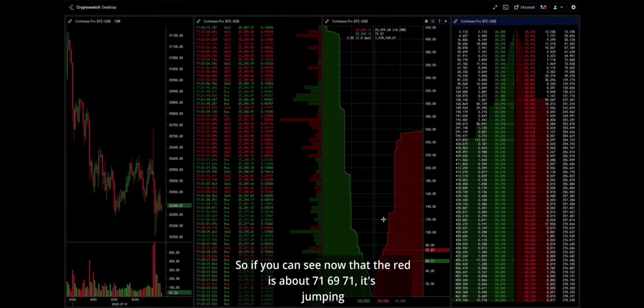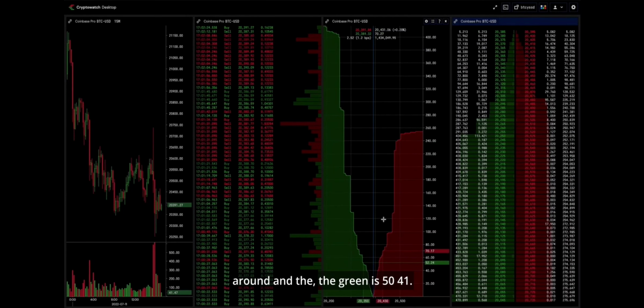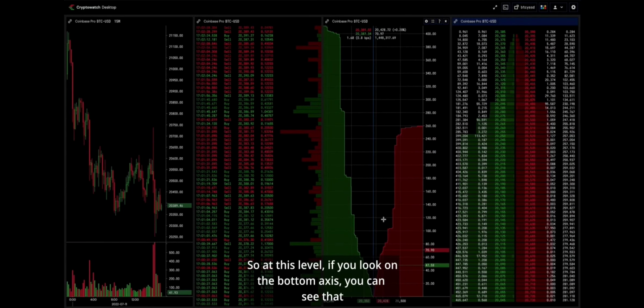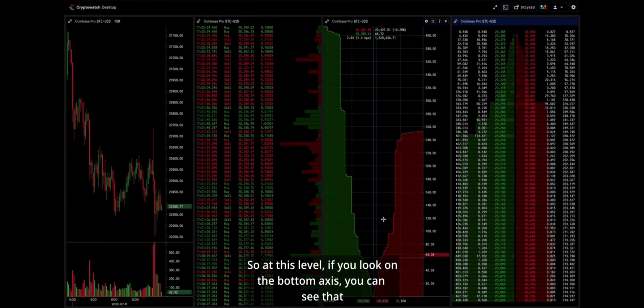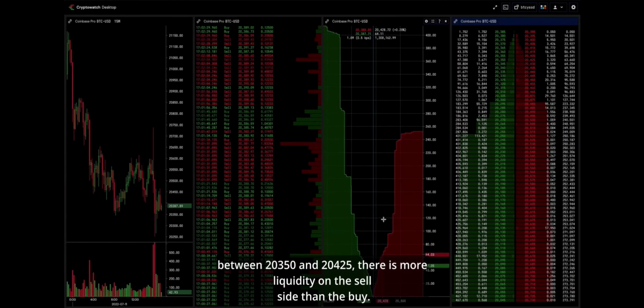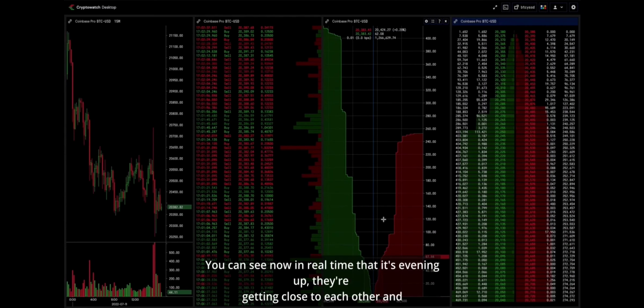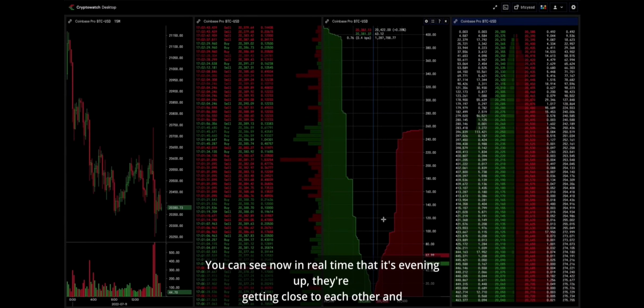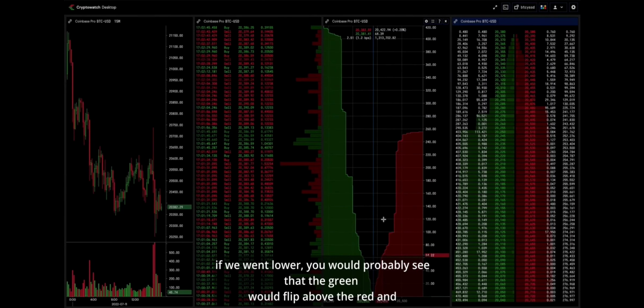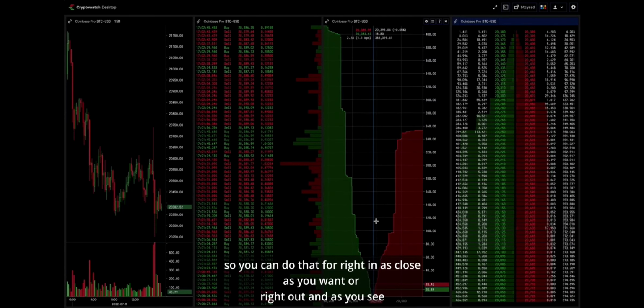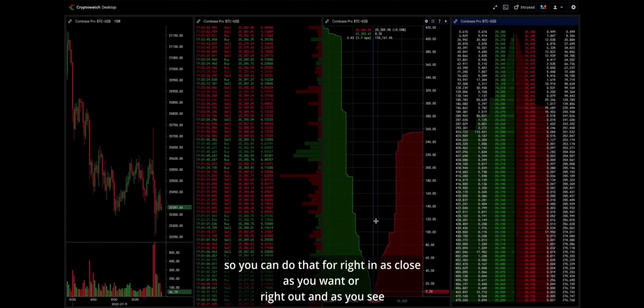So you can see now that the red is about 71, 69, 71, it's jumping around, and the green is 50, 41. So at this level, if you look on the bottom axis, you can see that between 20,350 and 20,425, there is more liquidity on the sell side than the buy side. You can see now in real time that it's evening up. They're getting close to each other. And if we went lower, you would probably see that the green would flip above the red. And so you can do that for right in as close as you want, or right out.